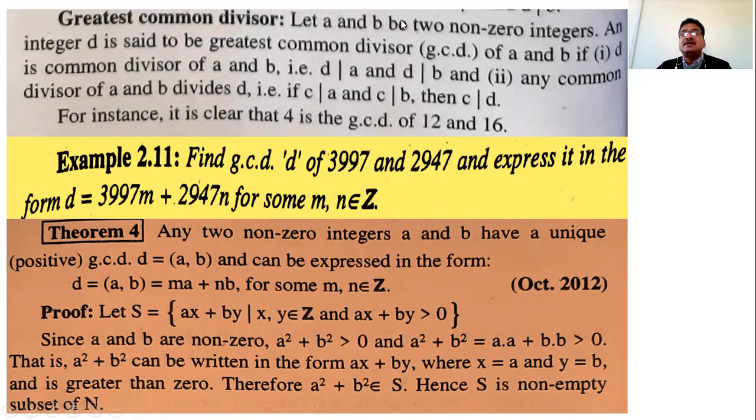Examples on this theorem have already been observed, in which we find the greatest common divisor of two integers and express it in the form MA plus NB.